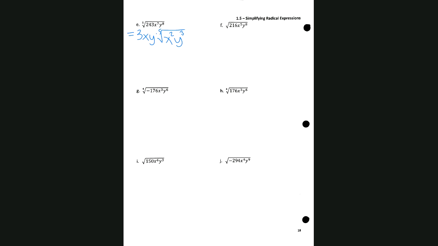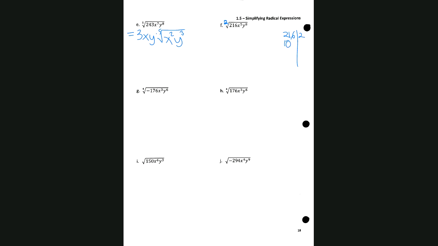Okay, now the next problem that we have, it is of a square root, so we're going to be trying to make groups of 2. So let's start by factoring 216. 216 could be divided by 2, and that will give us 108.